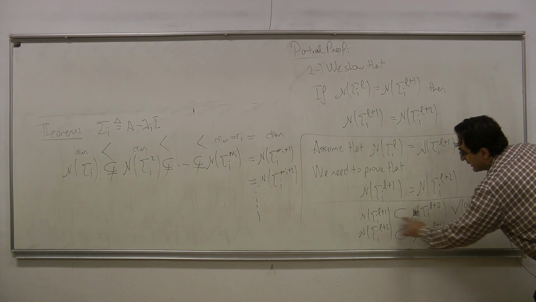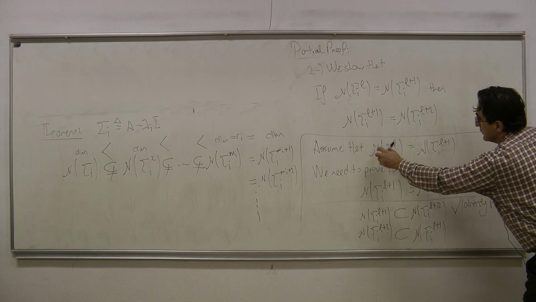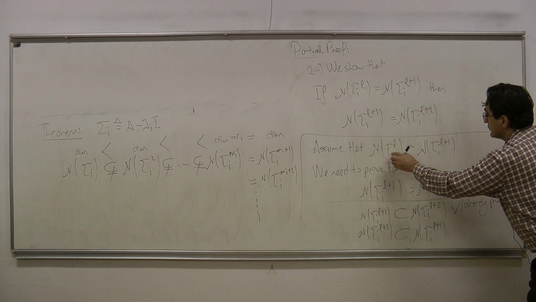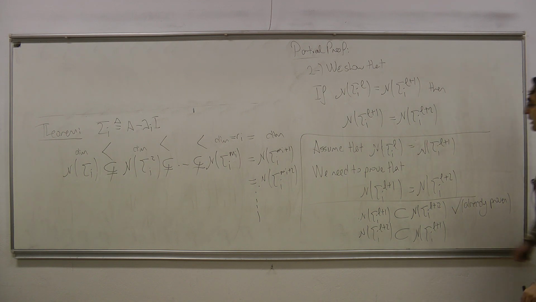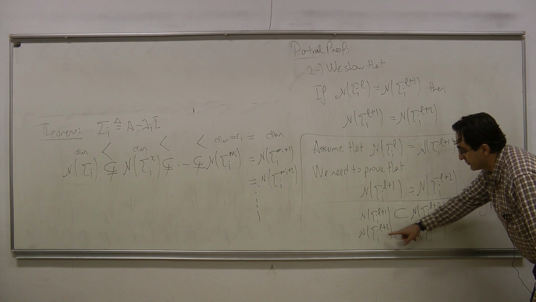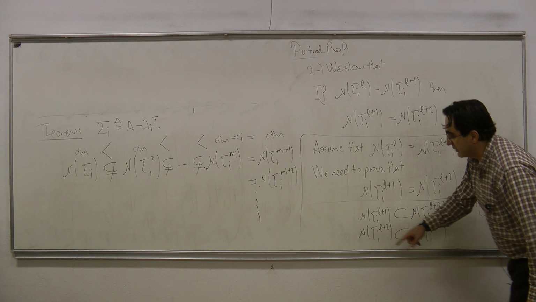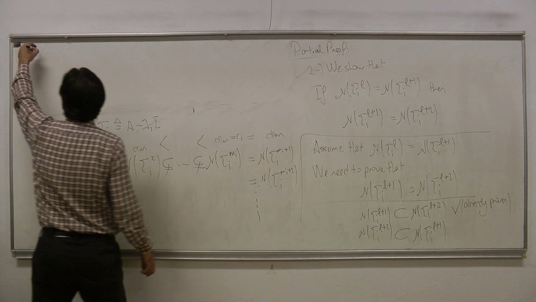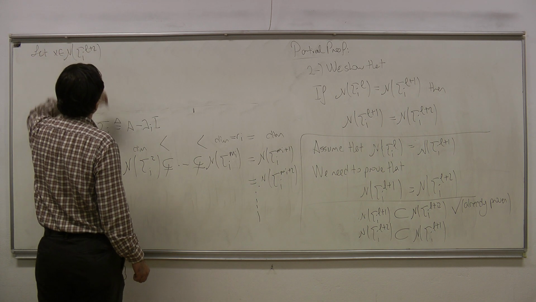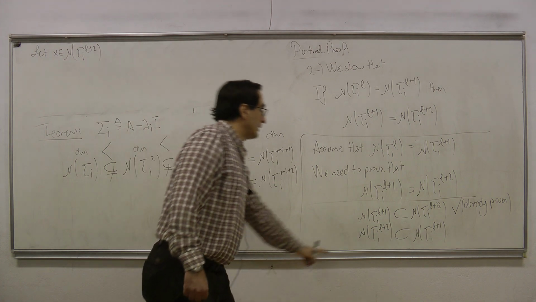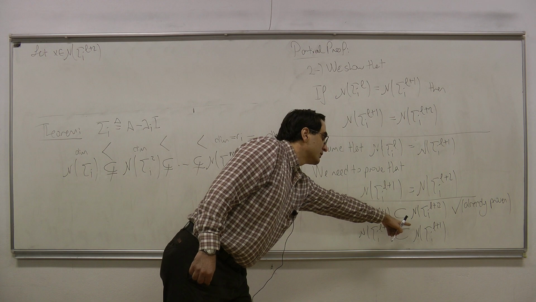So I need to show that this subset relationship holds under this assumption: the null space of sigma I to the L is equal to the null space of sigma I to the L plus 1. I'm going to take an arbitrary element in this null space. Let X be an element of the null space of sigma I to the L plus 2. I take an arbitrary element here and show that it is also an element of the null space on the right.